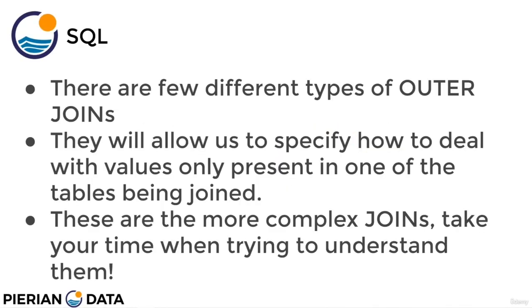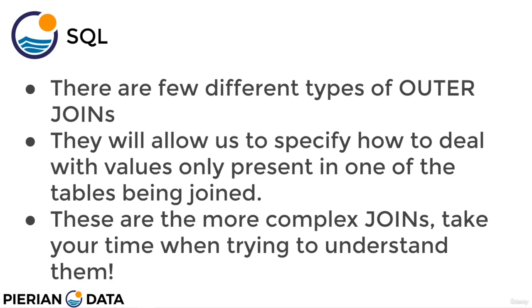As I mentioned, there are a few different types of joins, and one of the subsets of these types of joins are outer joins. And there are actually a few different types of outer joins. Outer joins essentially allow us to specify how to deal with values only present in one of the tables being joined. These are more complex than the simpler inner join, which is essentially the default join, where you only grab rows present in both tables. So definitely take your time when trying to understand these outer joins, especially when we start talking about left and right outer joins.